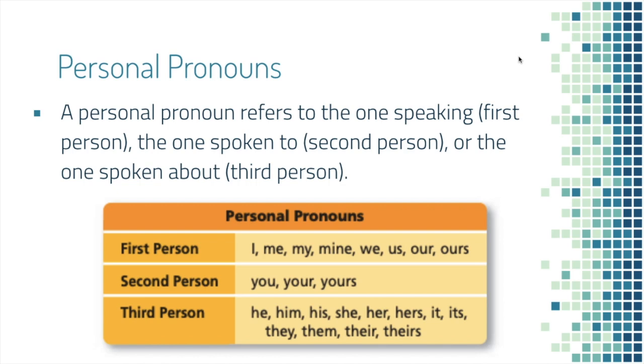So these personal pronouns include I, me, my, mine, we, us, our, and ours. Those are all first person personal. Second person personal include you, your, and yours. And third person includes he, him, his, she, her, hers, it, its, they, them, their, and theirs. Those are all of the personal pronouns that we will be using. These are the ones that are important for identifying point of view.